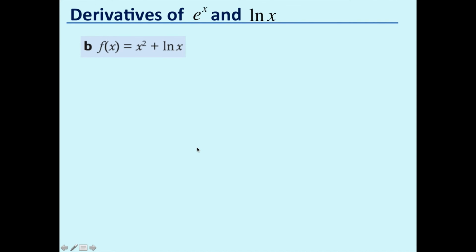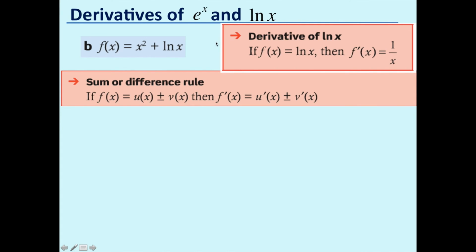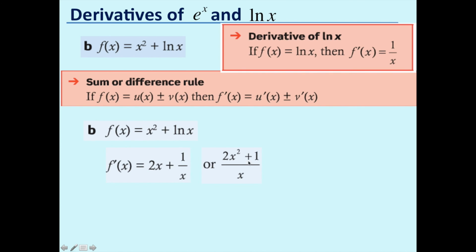Part B then, x squared plus ln x. So here we're using the rule that the derivative of ln x equals 1 over x, and we're using the sum or difference rule, which says we can just add the derivative of this to the derivative of this. So in that case, all we need to do is find the derivative of this, which is 2x, and the derivative of this, which is 1 over x, which gives us 2x plus 1 over x.